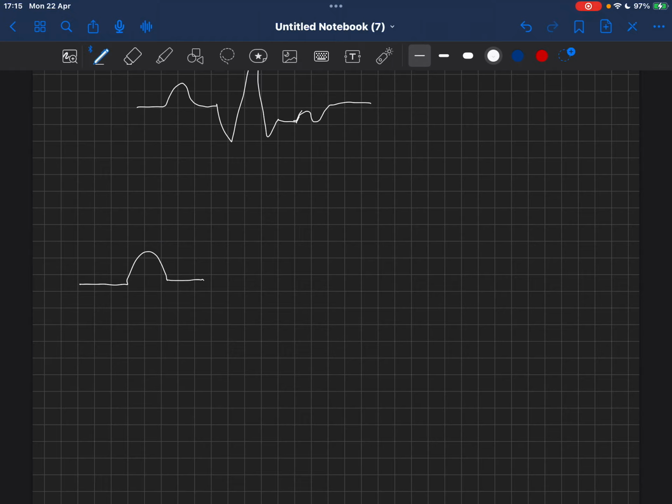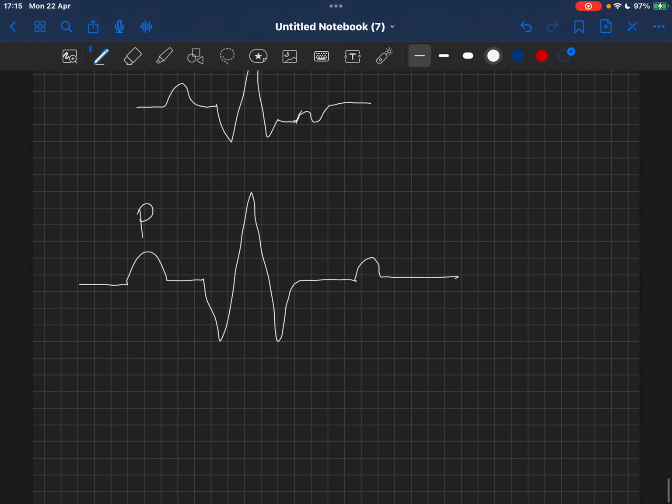So let's try to sum it up a little bit. We have the P wave, then we have the QRS complex, then we have the T wave. The P wave corresponds to the electrical signal in the atria. The QRS complex correlates with the electrical signal when it comes to the ventricles. And we have the T wave, which correlates with the electrical signal that repolarizes. This segment, PR interval, we talked about it.